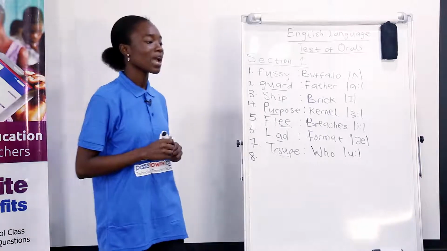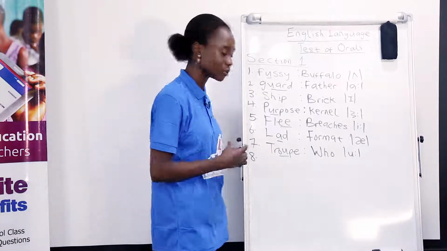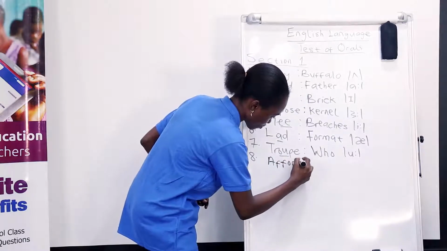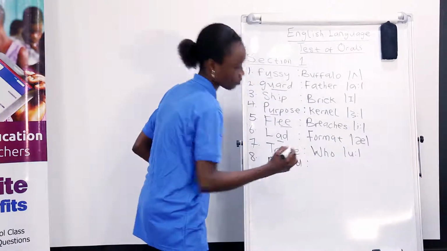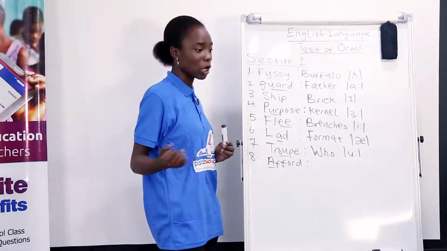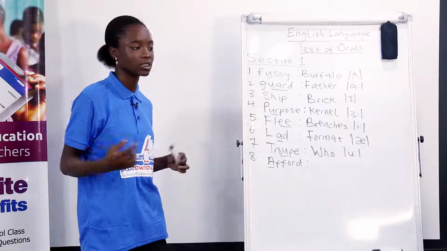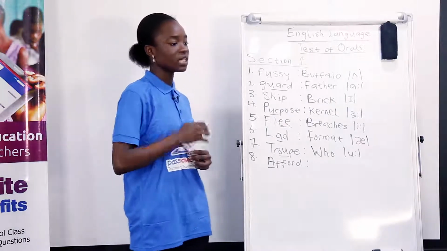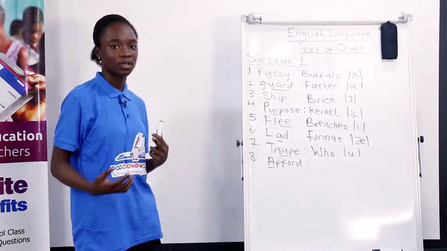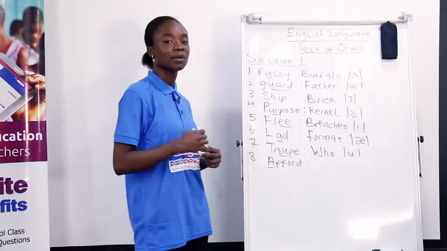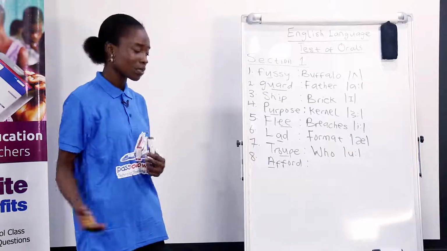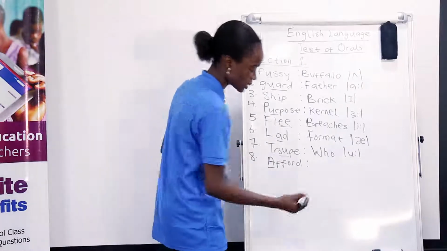Number eight, her third. Now, option A, we have hern. Option B, fern. Option C, we have lead. And option D, we have mother. So the correct answer is mother. It has the same vowel sound as this, the schwa sound.